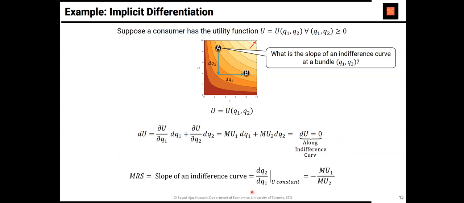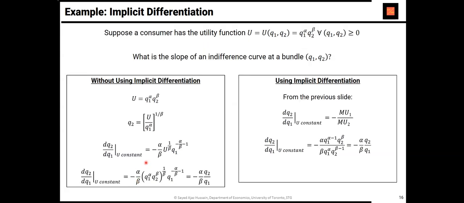Rearrange, and now you find that the change in good number two over the change in good number one, holding utility constant, is given by minus the marginal utility of good number one over the marginal utility of good number two, which, if you remember, was called the marginal rate of substitution back in undergrad.